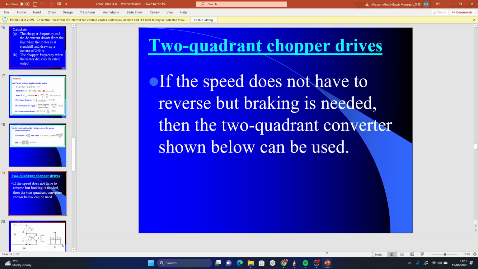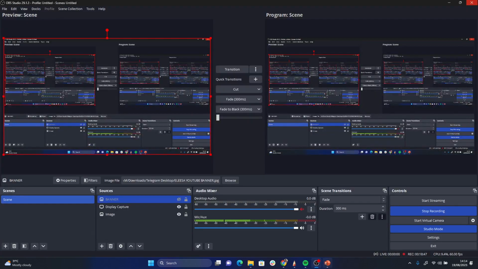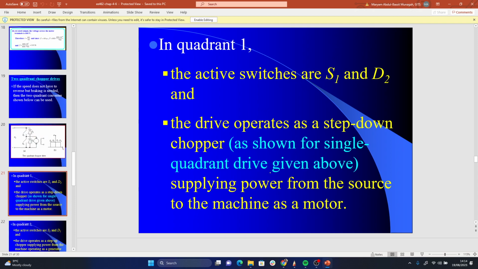That's it. So now that's the one quadrant chopper drive type. Let's look at the two quadrant chopper drive type. If the speed does not have to reverse but braking is needed, then the two quadrant converter shown below can be used. So this is here, right?